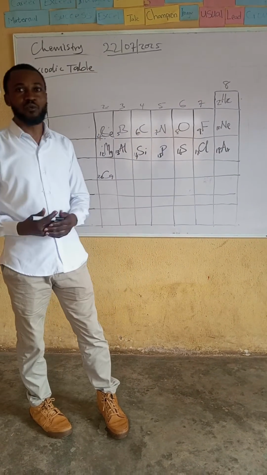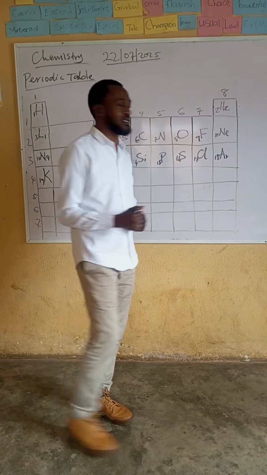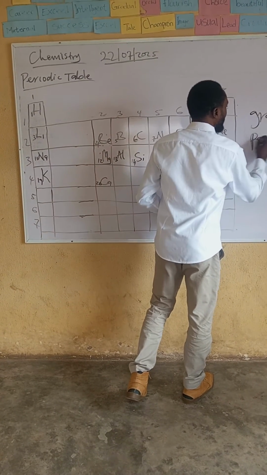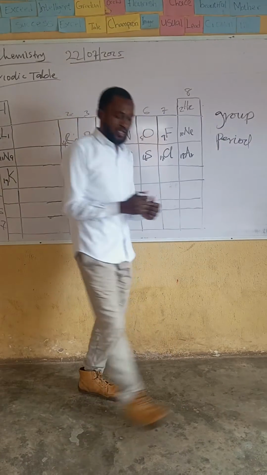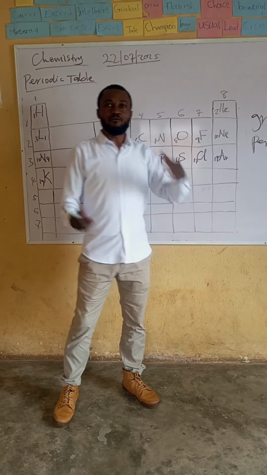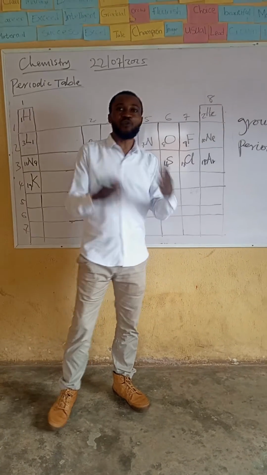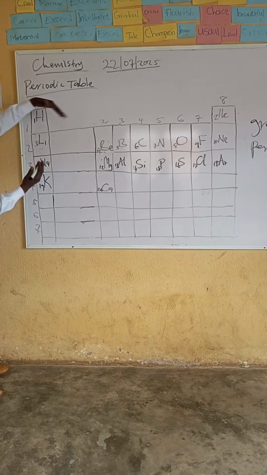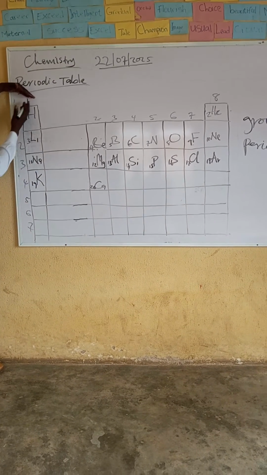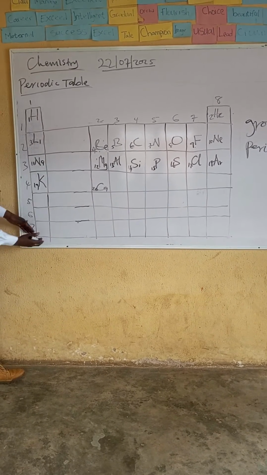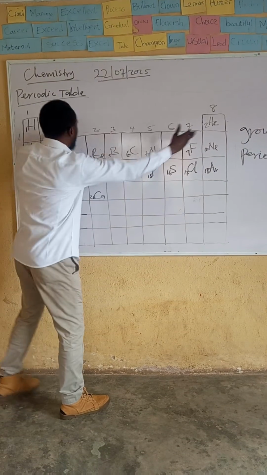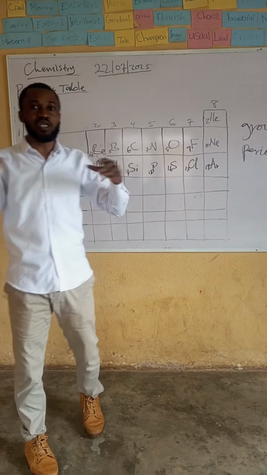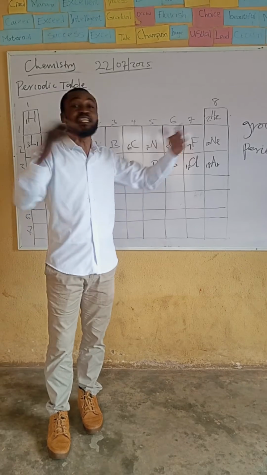So in this periodic table, we shall be looking at two things: group, and then period. Group and period. What is a group? A group is called a vertical column. And what is a vertical column? When you look at the chart here from top to bottom, we have 8 of them here. Though in a modern periodic table, we have 18 groups.